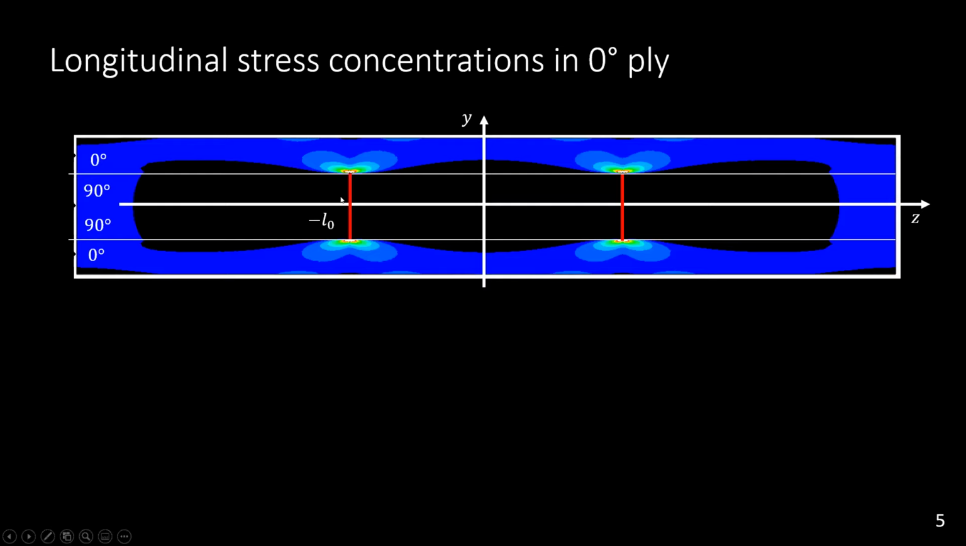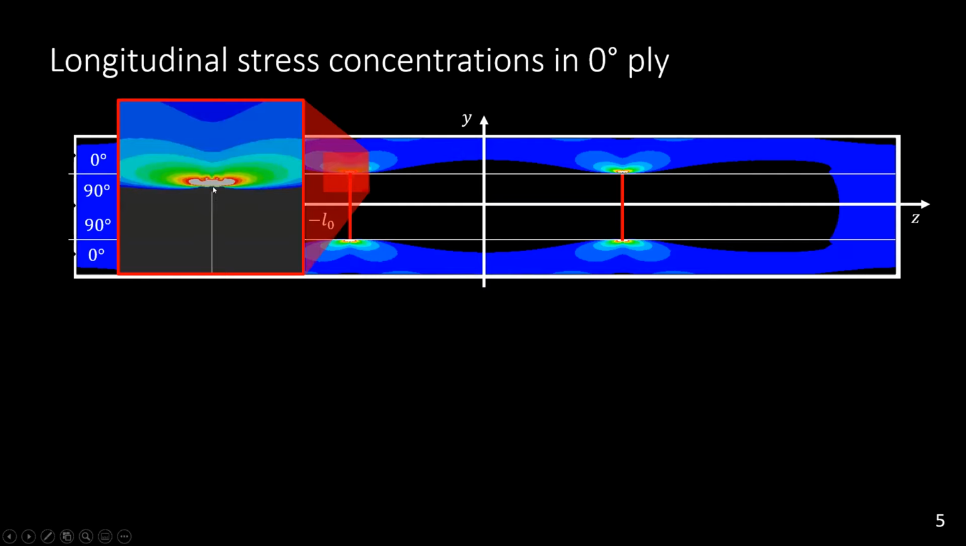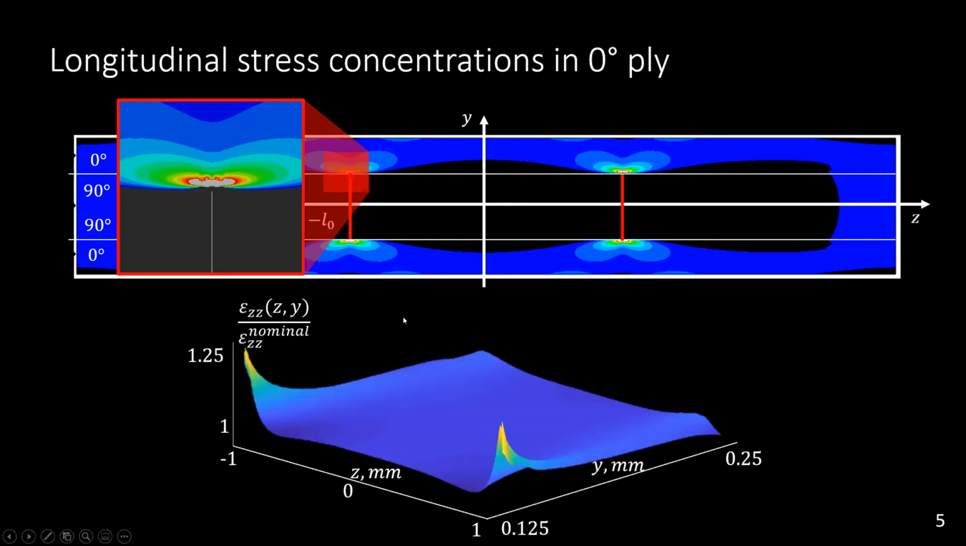And if you zoom in, you actually see that at the tip of one of these transverse cracks, you get significant magnification of the local stresses and strains. You can look at this more quantitatively, and you see that when you're near one of these two transverse cracks, you get a stress concentration factor of about 25%. But this is a very local effect. So this doesn't tell you much.